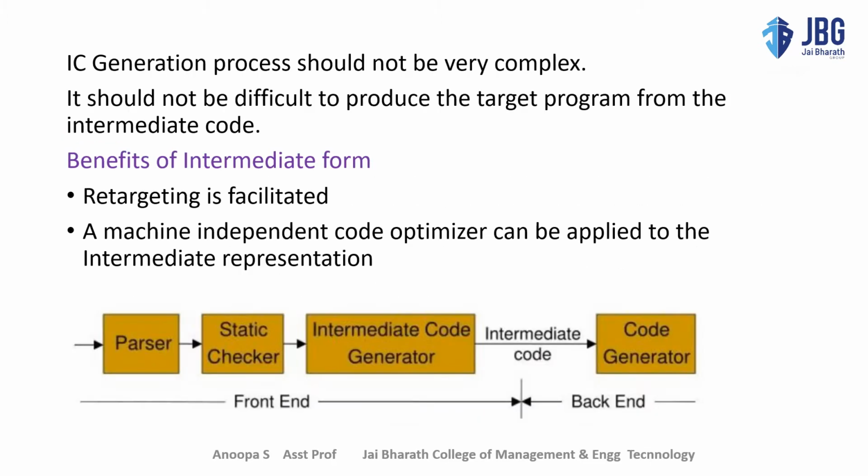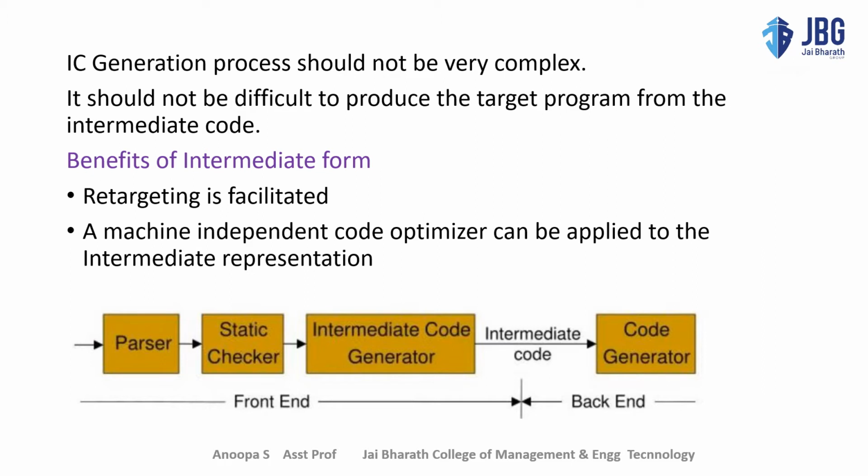machines. Now, when we design an intermediate code generation process, we should follow the following rules. First is that it should not be very complex. That is, the intermediate code generation process should not be very complex, and it should not be difficult to produce the target program from that intermediate code.